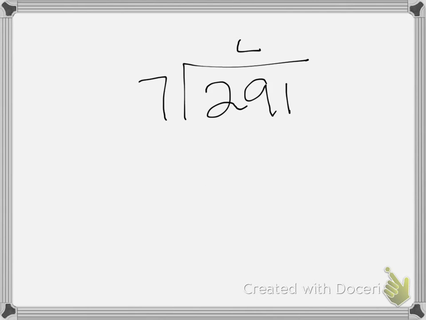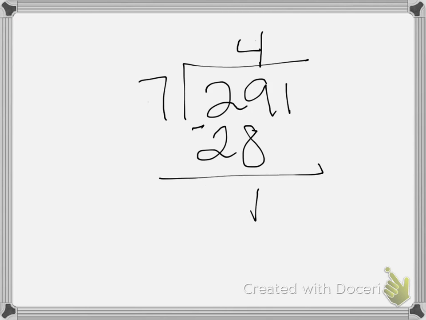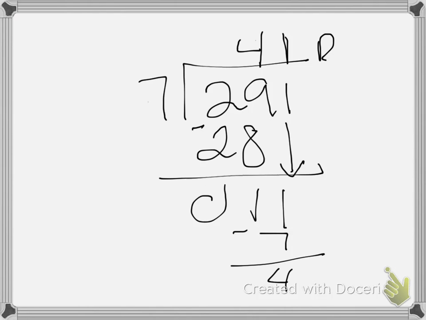Four times 7 is 28. I subtract: 9 minus 8 is 1, 2 minus 2 is 0, and I bring the 1 down. How many times does 7 go into 11? Only 1 time. And then we would have 1 times 7 is 7. 11 minus 7 is 4. So there would be a remainder.